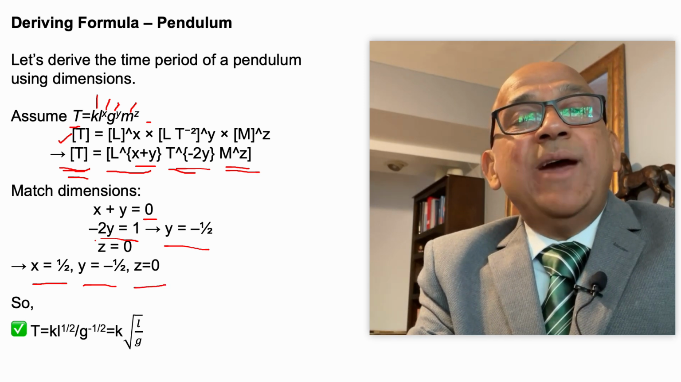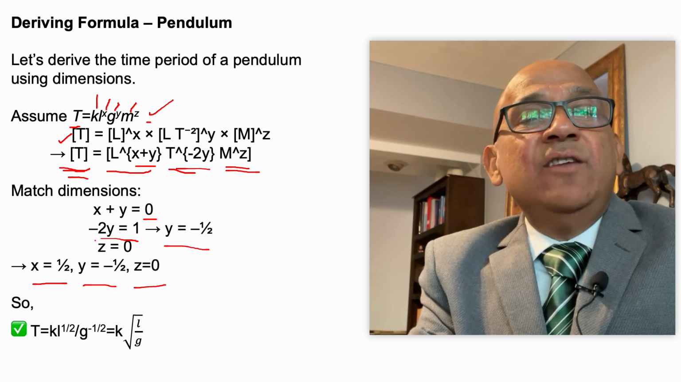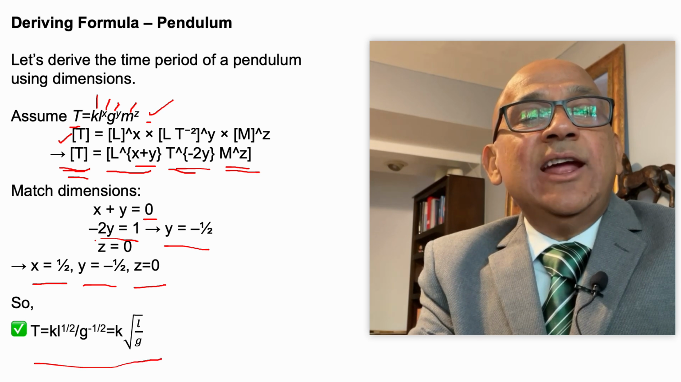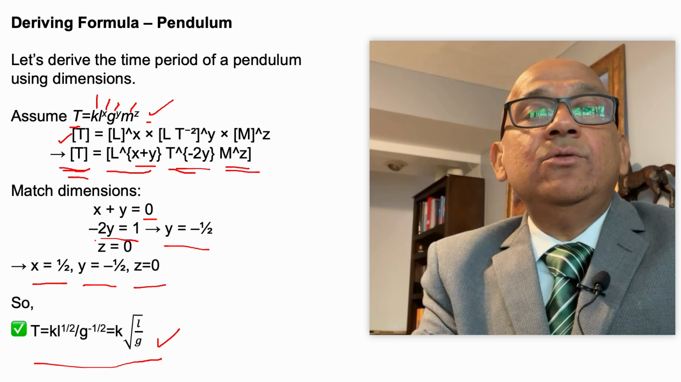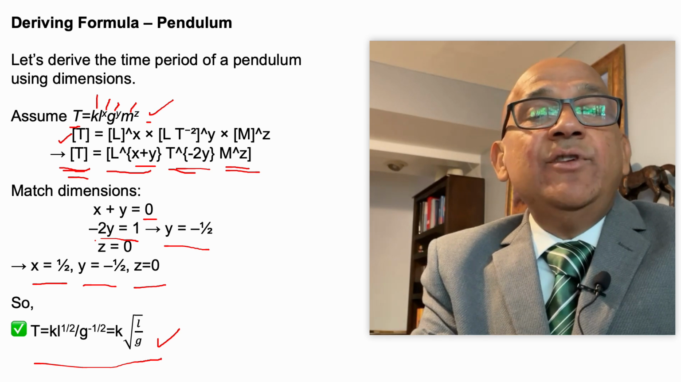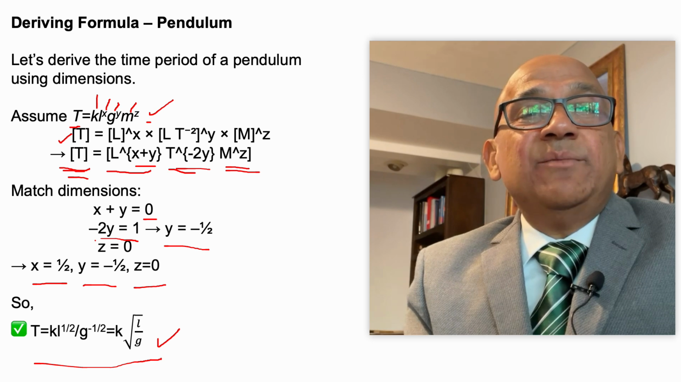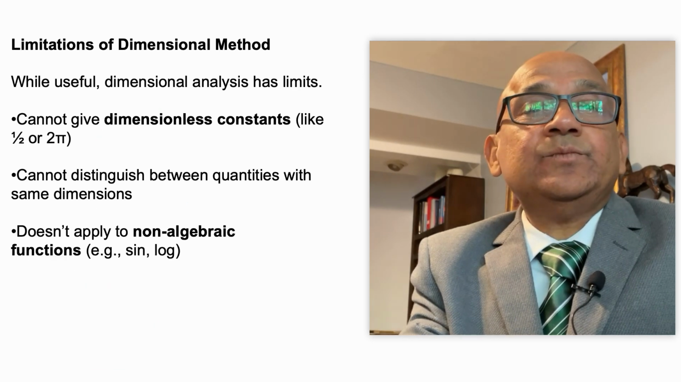So now let us put back all these numbers in the first equation, and we get T equal to k times L to the power half and g to the power minus half, which can be written as T equal to k times square root of L by g. And we know that for the pendulum, the period is given by a similar expression.